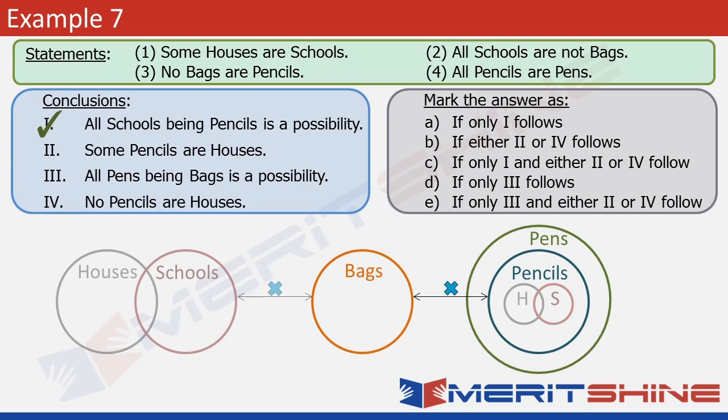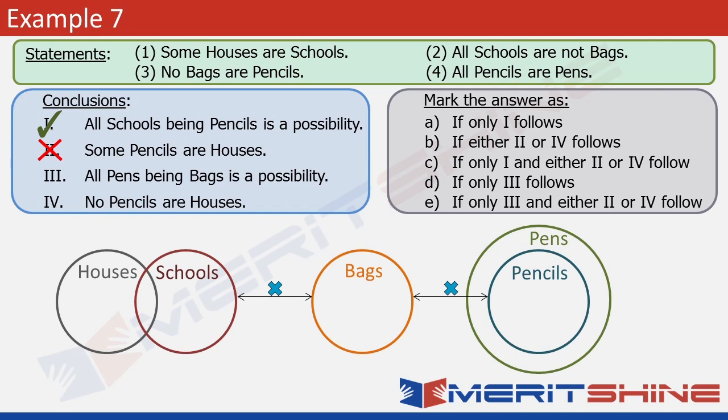Let's bring the figure back to its original position and look at conclusion 2 now. Some pencils are houses. Now that's an affirmative statement. So we can answer it directly from the figure. We can see that pencils and houses are not overlapping. So that does not follow.